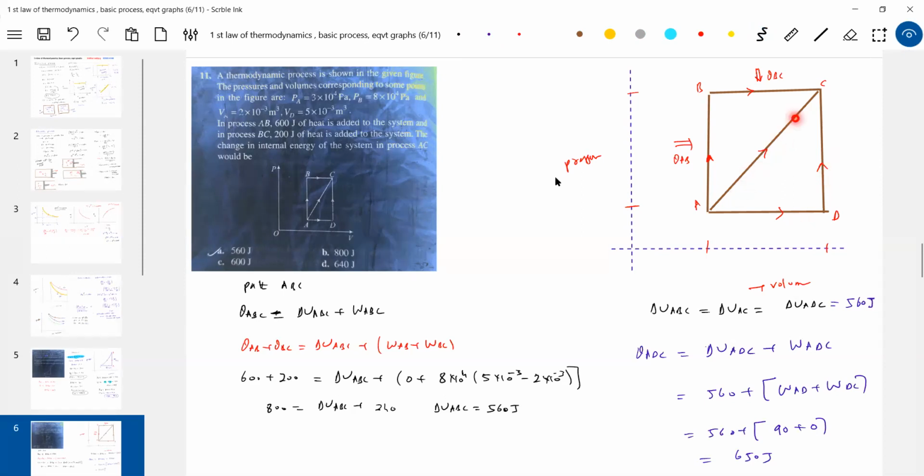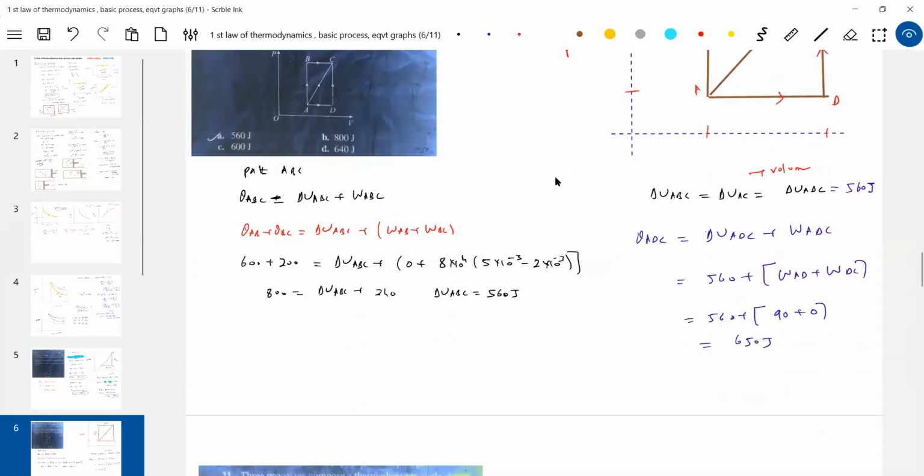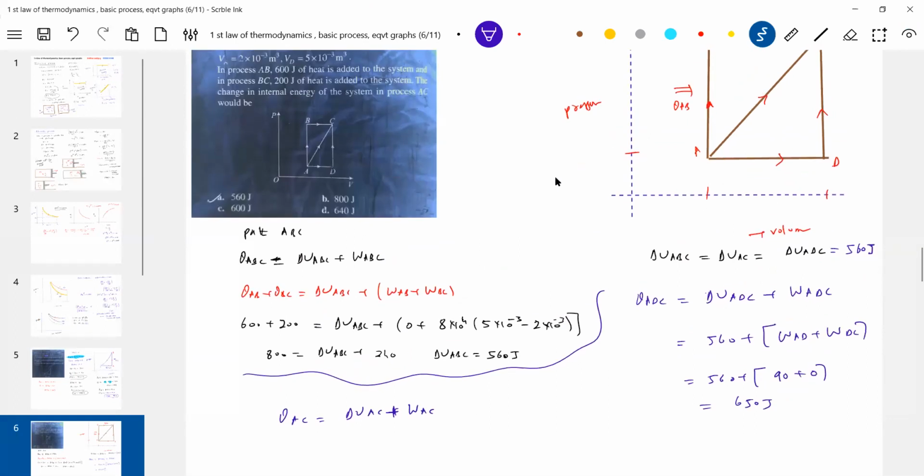Can we calculate QAC? If you know WAC, you can calculate it, because already you know delta UAC, so you can also calculate QAC. So what is QAC? You can write it here further. If you know WAC, you can also calculate the heat absorbed or rejected in the path AC, just based on the first law of thermodynamics.